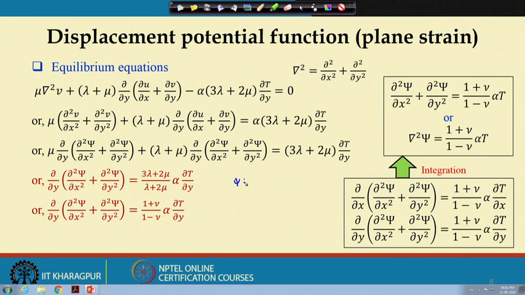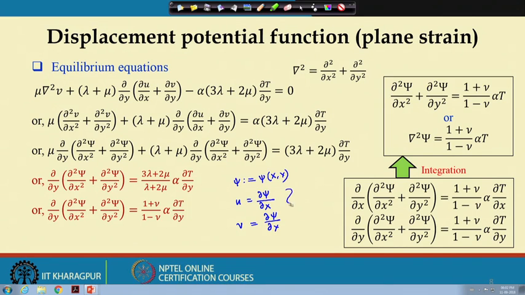So, the main advantage of this formulation is you basically arrive at a single equation. Instead of two equations, you end up with one Poisson's equation, and once you know the solution of this Poisson's equation, you essentially find out the displacement u and v. But displacement u and v has a specific form where psi is a function of xy. So psi is a function of xy, but displacement u is actually del psi by del x, and displacement v is del psi by del y.